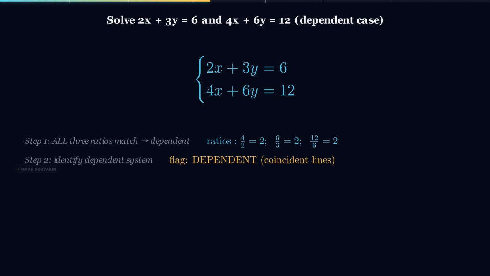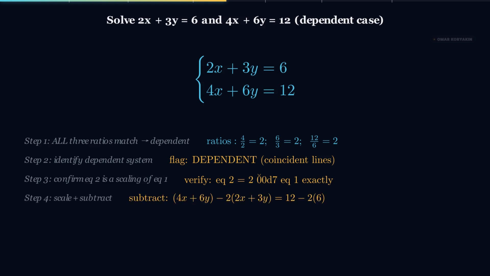Step 2. Verify algebraically by attempting elimination. Multiply the first equation by 2: 4x plus 6y equals 12. The second equation is also 4x plus 6y equals 12. The two equations are now identical. Subtract: 0 equals 0, an identity. Step 3. Interpret the identity. 0 equals 0 is true for any values of x and y. So every point that satisfies the first equation also satisfies the second equation. The two equations describe the same set of solutions, which is the entire line 2x plus 3y equals 6.